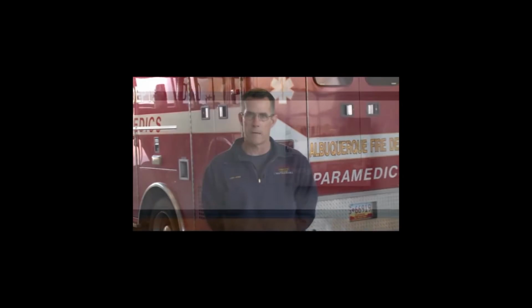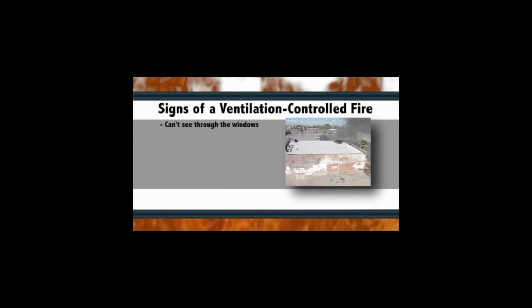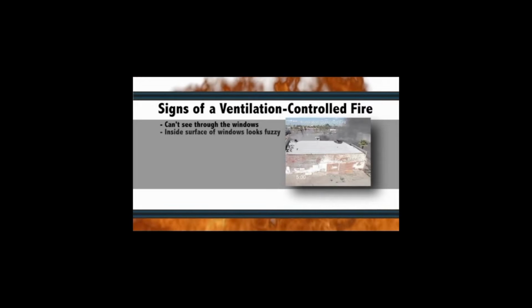What are some of the signs that tell us that the fire is in a ventilation-controlled state? Most of the time, we're not going to arrive on scene within the first 3 or 4 minutes of a fire. So when you show up, the fire is more likely to be in a ventilation-controlled state. If you were to roll up now, you wouldn't be able to see through the windows. They would be soot-stained and black, and anything on the inside of the windows would look fuzzy.